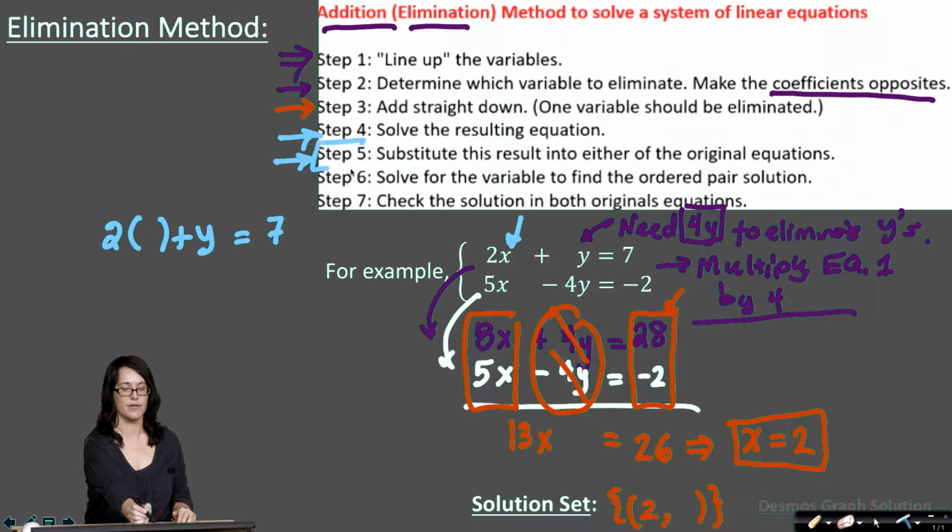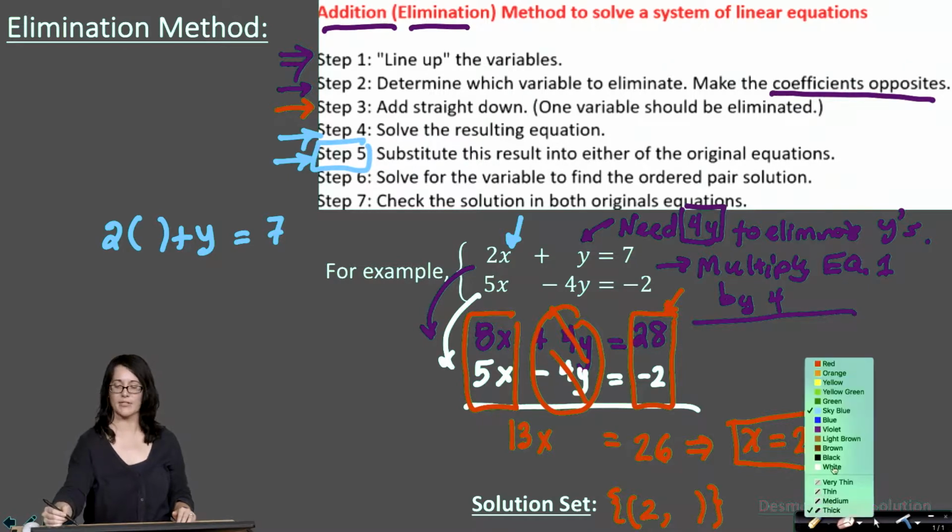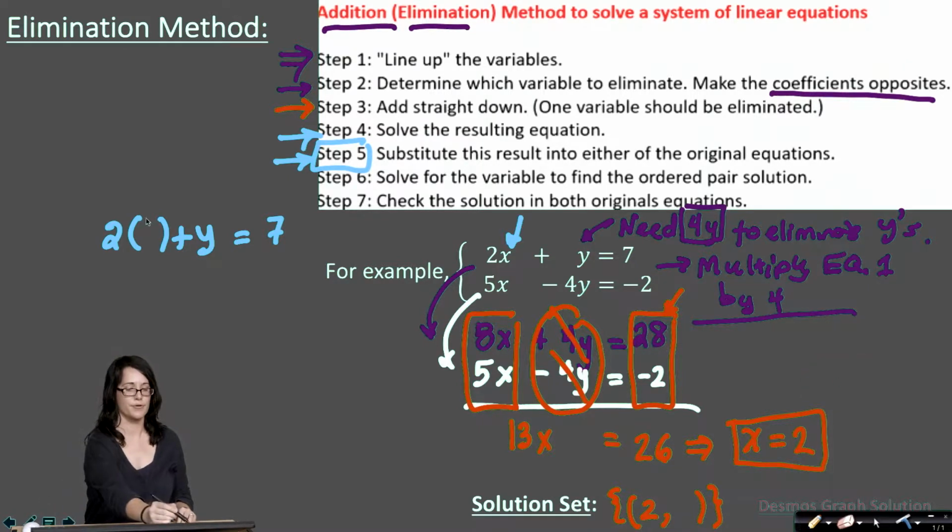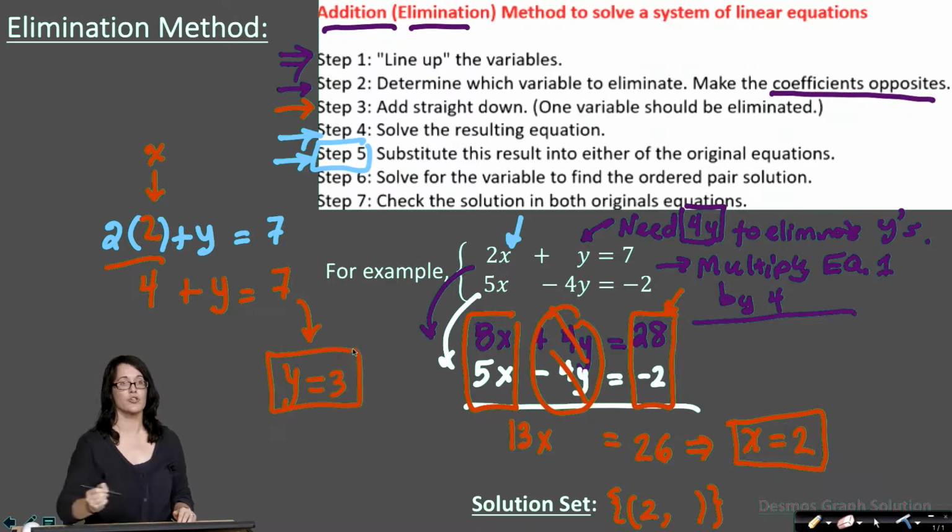We're doing step 5 right now. My x that I just got was the number 2. So I inserted my x that I just solved for. 2 times 2 is 4. So I have 4 plus y should equal 7. So what should y be? That's right, 7 minus 4, or 3. So when x equals 2, y should equal 4. This should be my solution, and you could check by graphing.